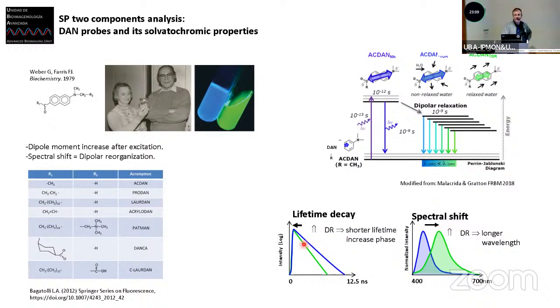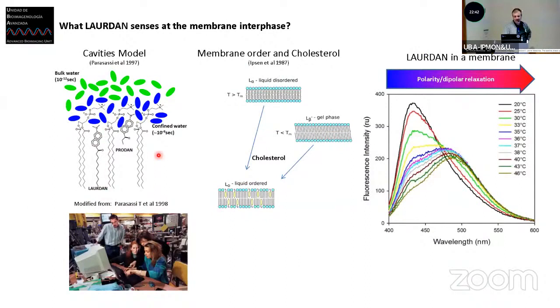So this is a very sensitive probe that Gregorio synthesized, with different R groups, in order to give specificity to different environments in proteins and in membranes. And in particular, we will rely on Laurdan, which has a lauryl group that gives a strong interaction with membrane. And this is a model that was proposed by Tiziana Parasassi and Enrico in the 90s called the cavity model, in which the Laurdan is located in a place in the membrane that can sense only a few water molecules at the interface.